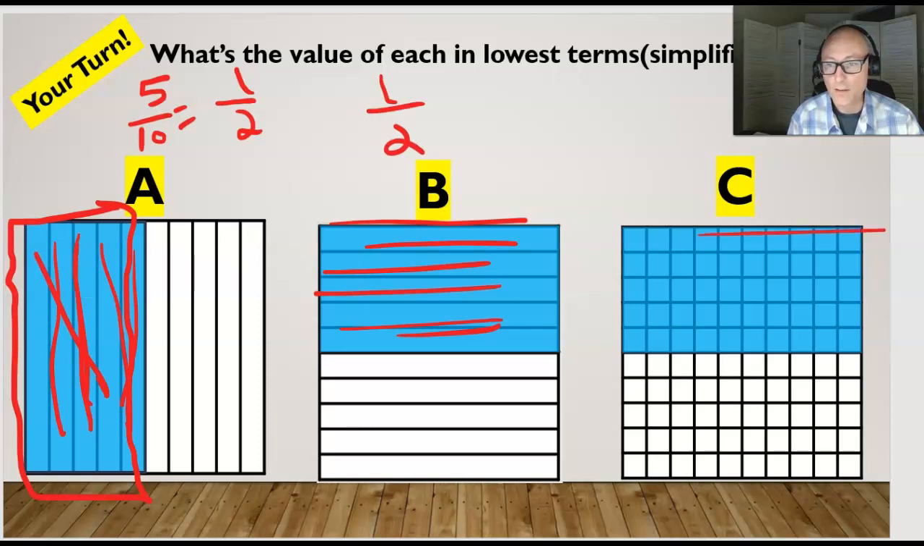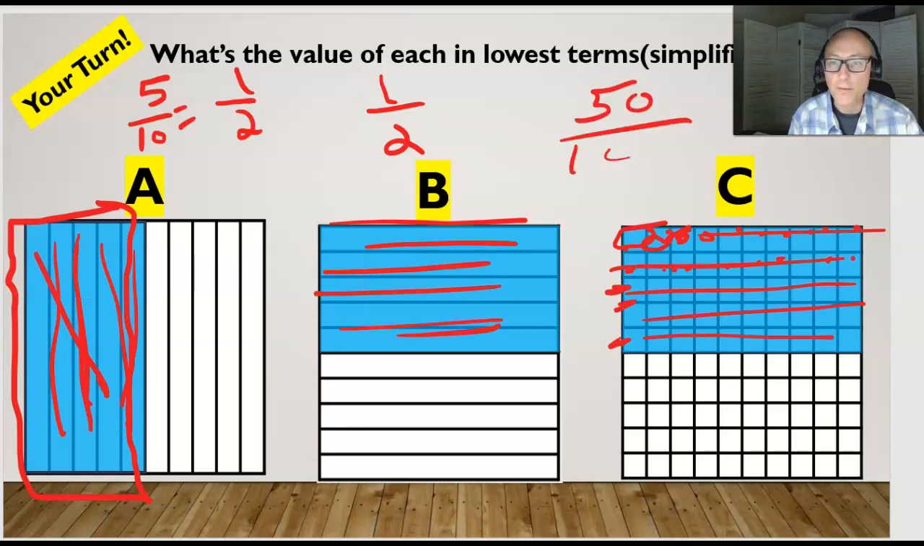What about this one? You can kind of see that this is 5/10, right? If you count the long pieces horizontally. But if you count each little box, there's 10 in this row. That's 10, 20, 30, 40, that's 50. 50 one-hundredths is also equal to half.